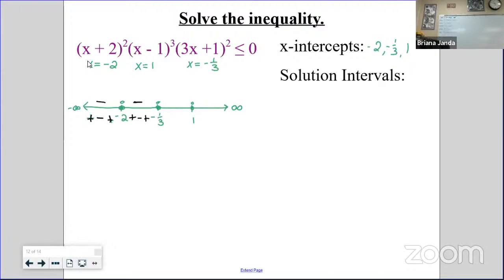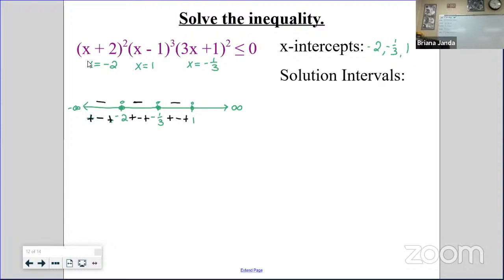Okay, so something between -1/3 and 1, like 0. So 0 plus 2 is positive, squared is positive. 0 minus 1 is negative, cubed stays negative. 0 plus 1 is positive, squared is positive, and then overall it would again be a negative section.